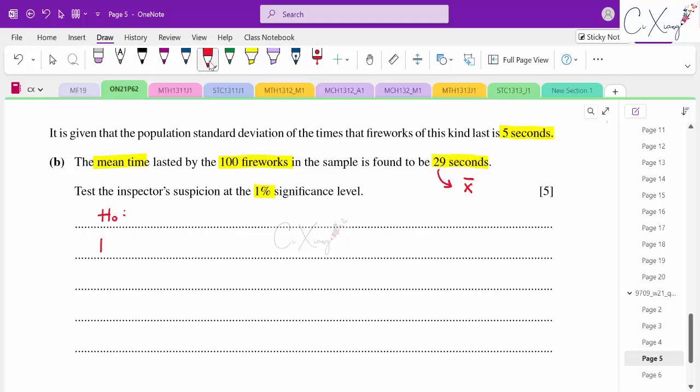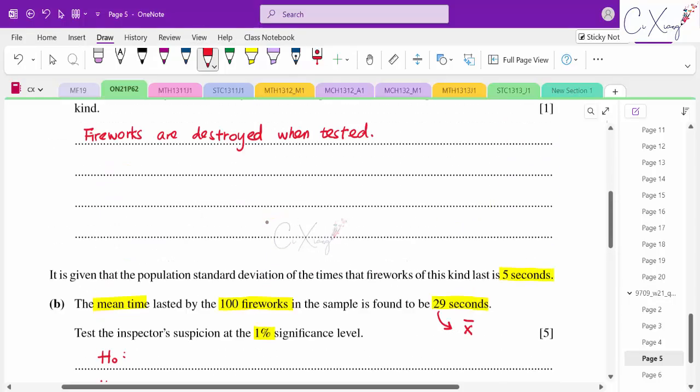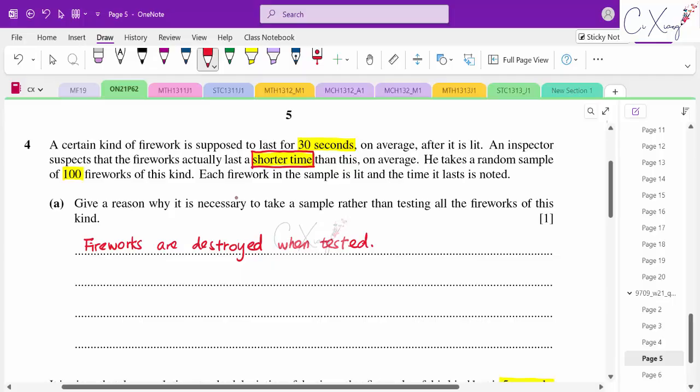First step, you have to write out the null and also the alternative hypothesis. We are talking about the mean, right? The population mean, the average. Then we actually don't know what the distribution of this population is, but because we have a very large sample here, which is 100 fireworks, we can assume that according to the central limit theorem, the sample mean should be approximately normally distributed. And we can use a normal distribution to carry out the test.